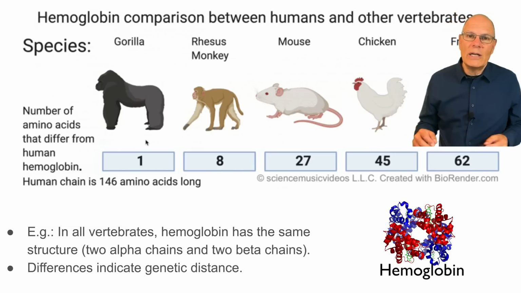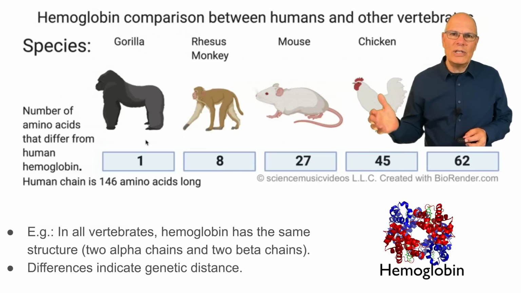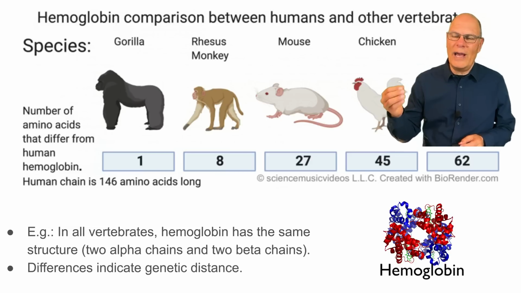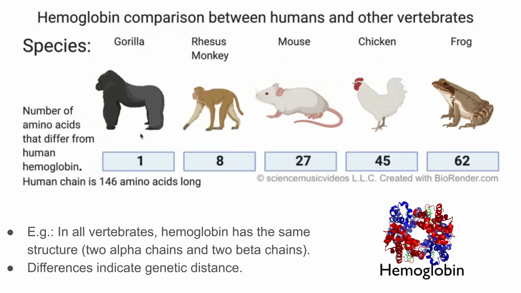But as you might expect, the closer an animal is to us morphologically, the closer its hemoglobin is to us in terms of amino acid sequence. So there's only one difference in amino acid sequence between us and gorillas. Between rhesus monkeys and humans, there are 8 differences. Mice, which are also mammals but not primates, there are 27 differences. Chickens, which are yet more distantly related to us, have 45 differences, and frogs, which are the most distantly related, have the greatest amount of difference, 62 differences.